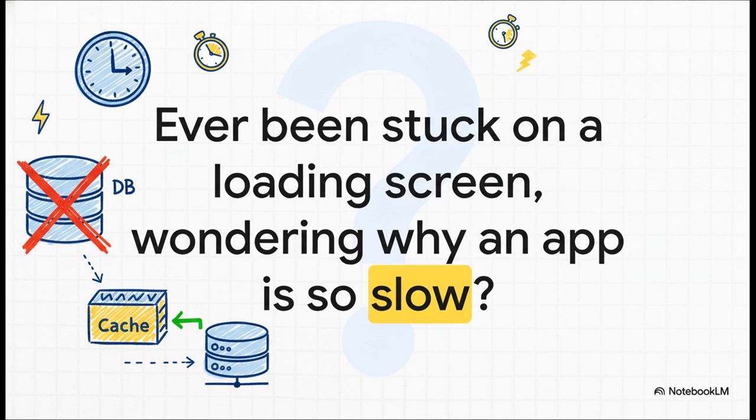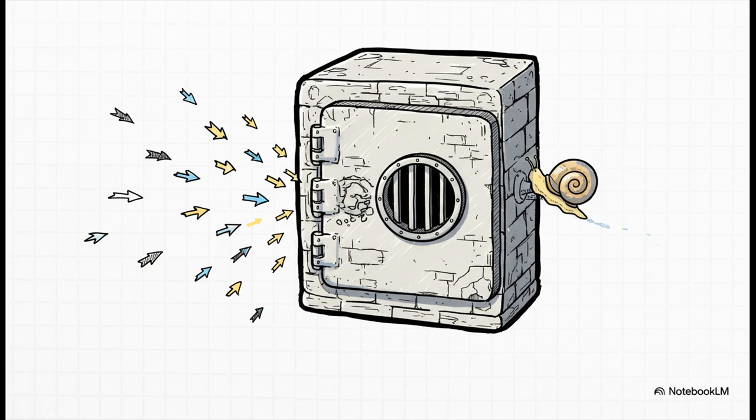You know the feeling, right? You're just staring at that little spinning circle, waiting and waiting for a page to load. It's so frustrating. But what is actually going on behind the scenes? Well, it turns out, more often than not, there's one single culprit causing the slowdown. And there it is, the primary database.